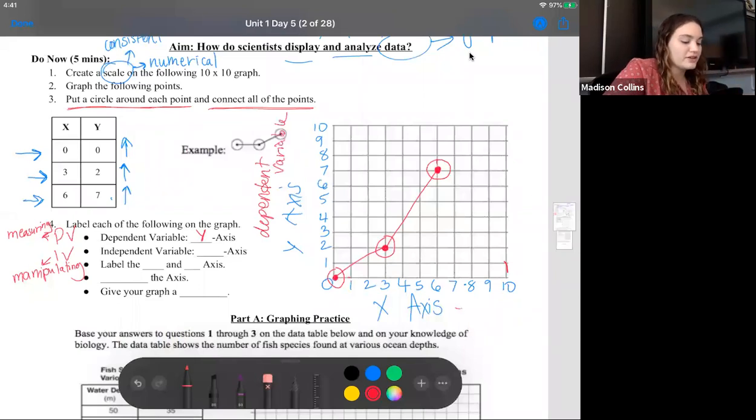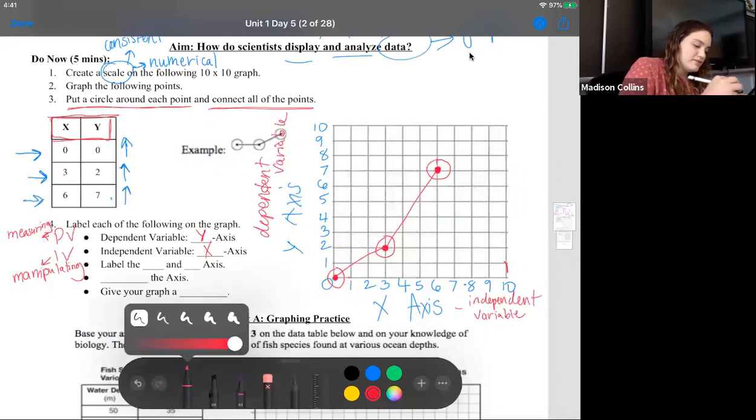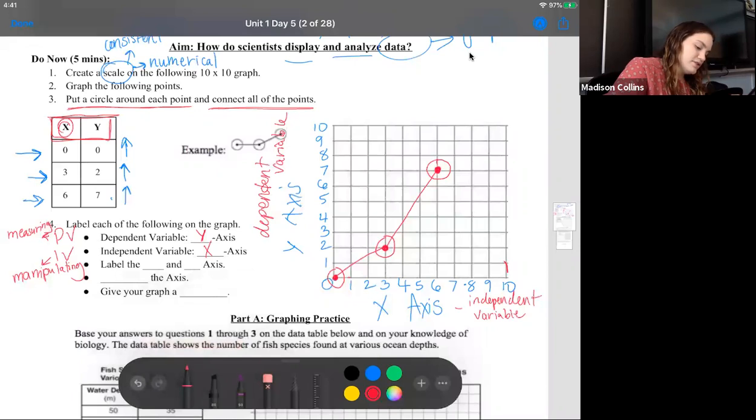We're always going to find our independent variable on our x-axis. That also means that whenever you see your graph or your data presented in a chart like this, the first x column right here should be your independent variable, and the y column right here should be your dependent variable.